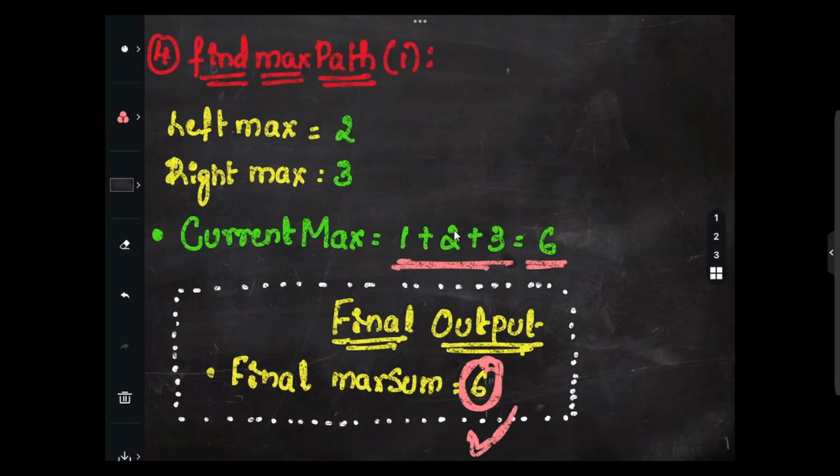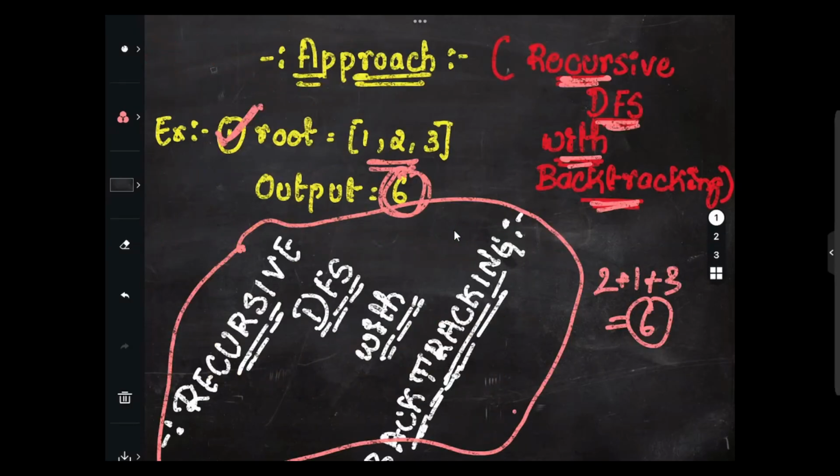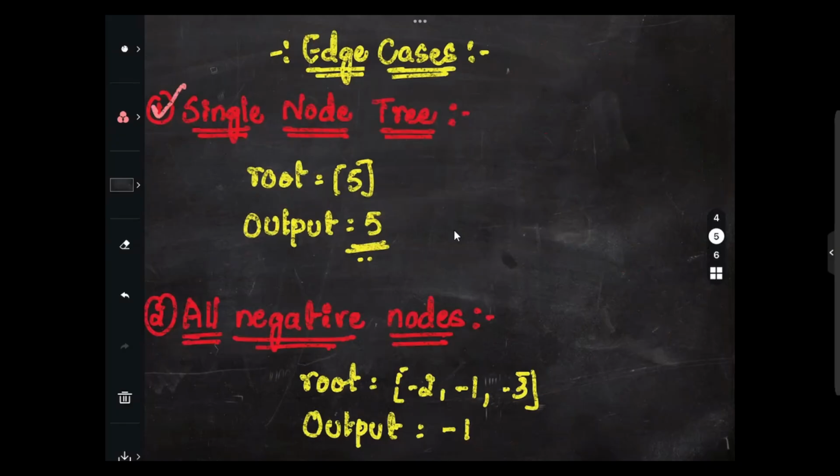We got 6 as output, which is equivalent to the output that they have given for the first example in the question, which is the same. Here 6 is equivalent to 6. So the approach works absolutely correct in this case. As we are familiar with the approach, let's discuss the edge cases one by one.